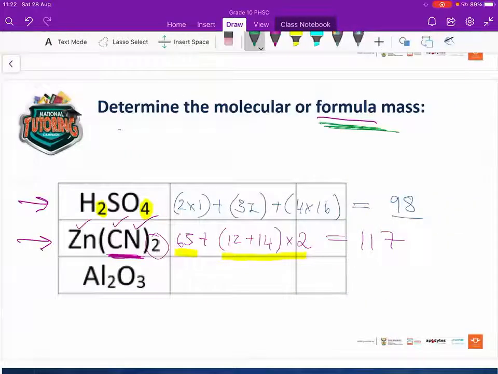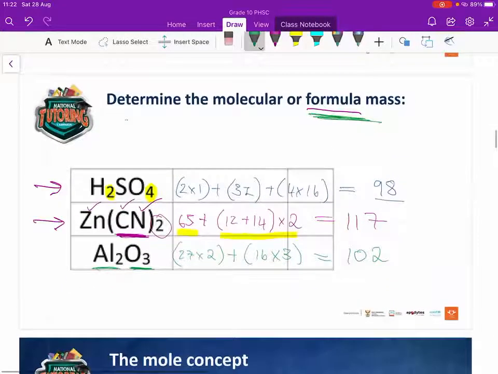Now this time I've got two aluminiums. So it's 27 times 2, plus oxygen, which is 16, but there must be 3 of them because there are 3 in the formula. 3 oxygens, 2 aluminiums. Work that out with my calculator, and it should be 102. And that's how we work out the molecular or formula mass.